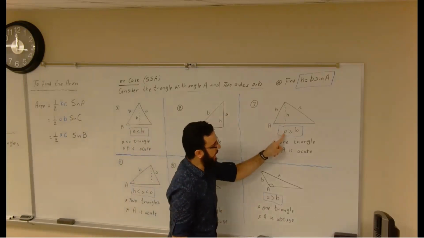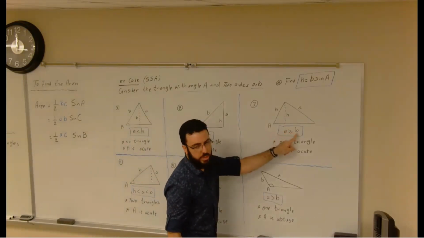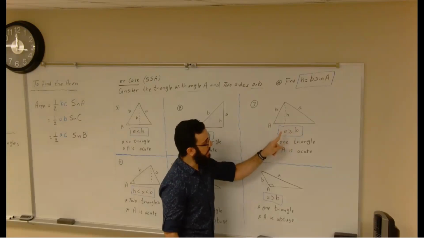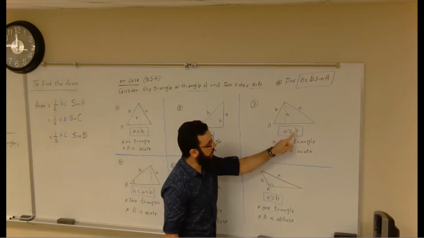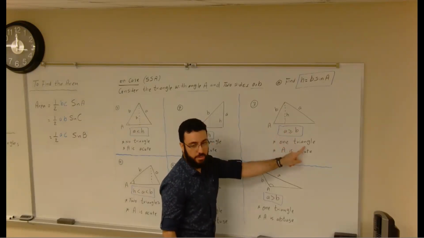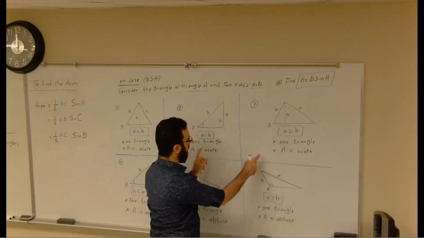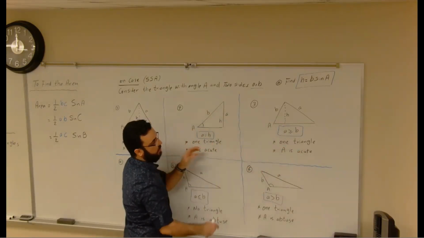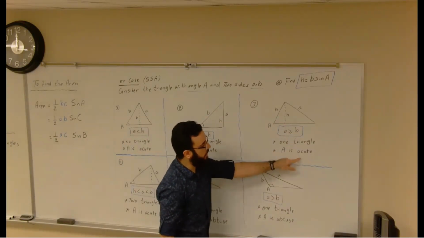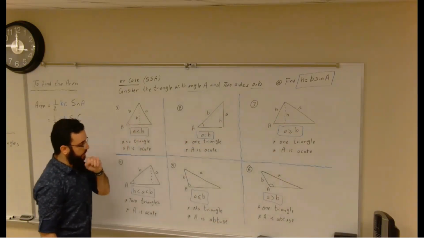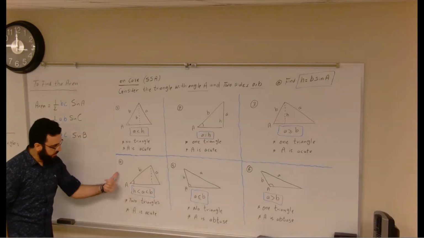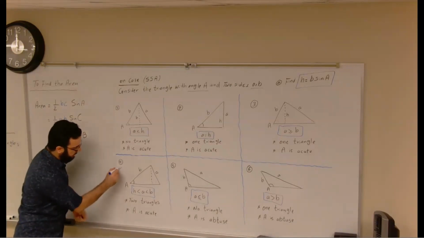If the side A is greater than or equal to B, how many triangles do you have? One triangle. So don't get confused between these two. It's only one triangle. A is an acute angle. That's the important case.